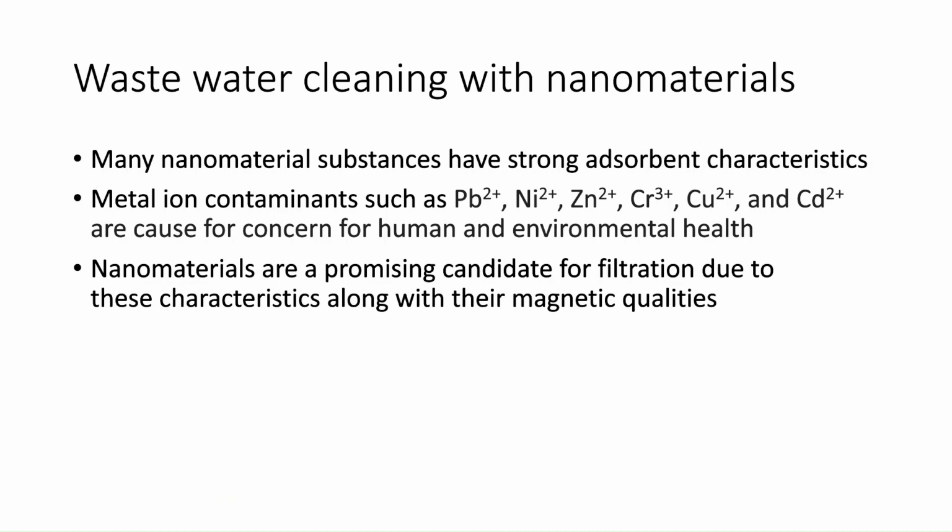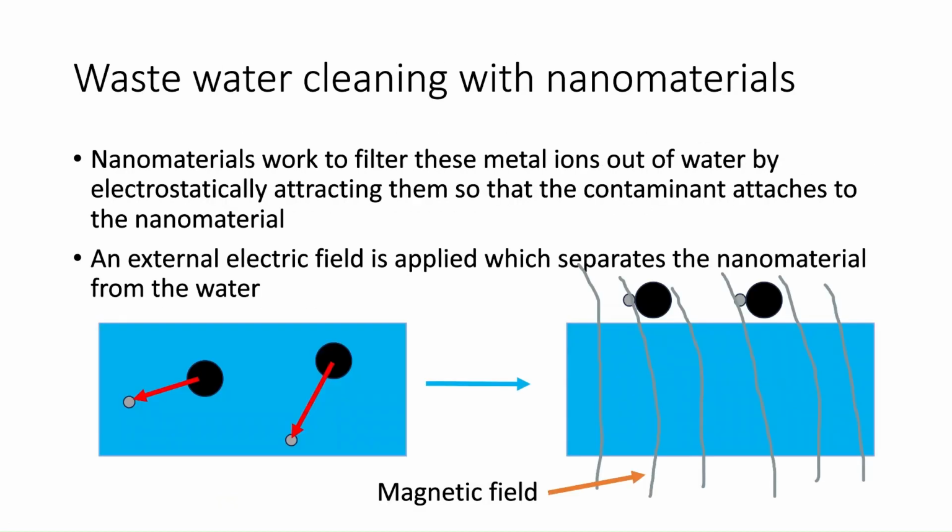And it's been shown that some of the adsorbent characteristics that nanomaterials possess, along with their magnetic qualities, can actually produce a solution to this contamination. So the way that this would work is essentially these nanomaterials adsorb the contaminant in the water, essentially by electrostatically attracting them towards the nanomaterial. And once this happens, a magnetic field would be applied to the water, which would draw out the nanomaterial along with the contaminant.